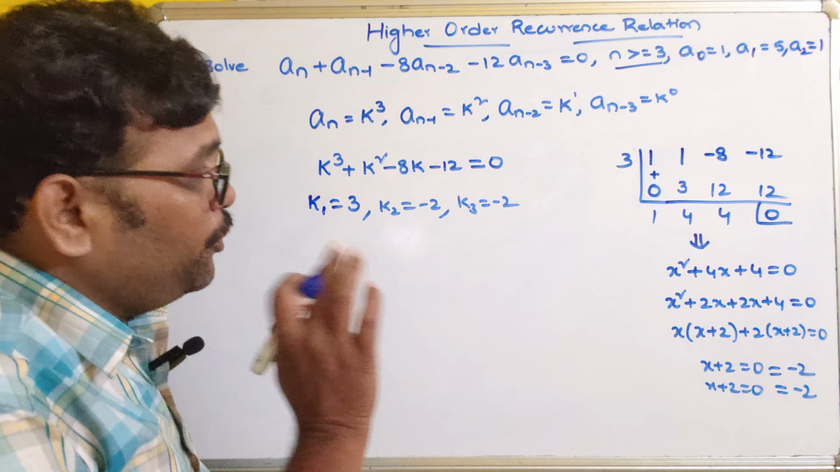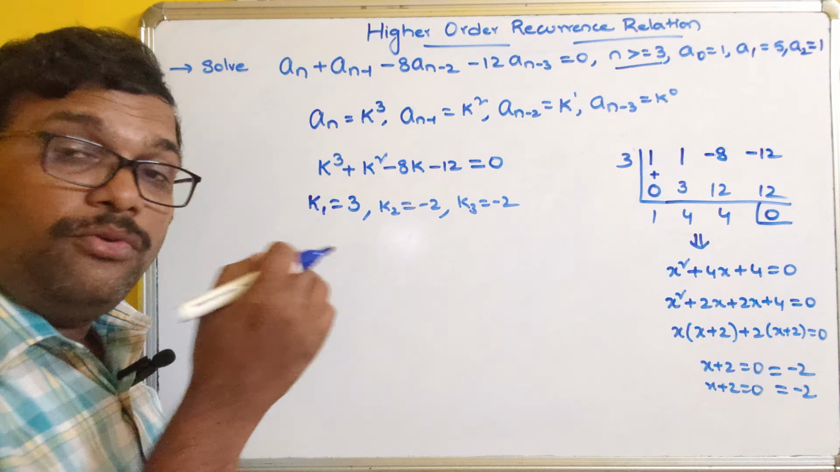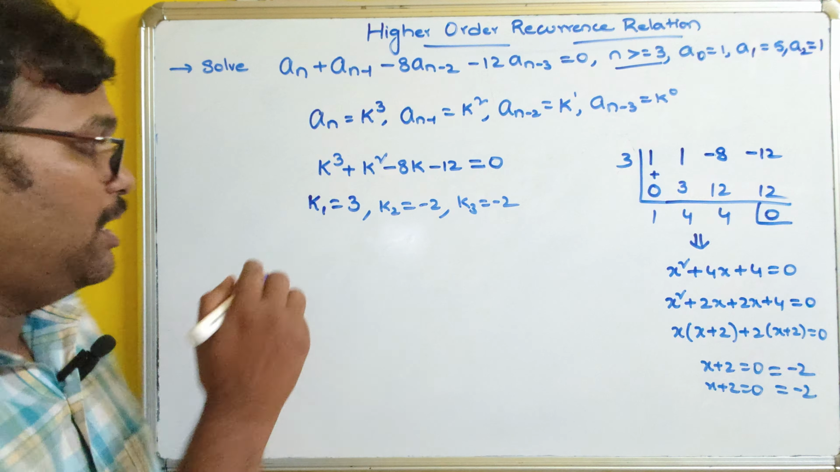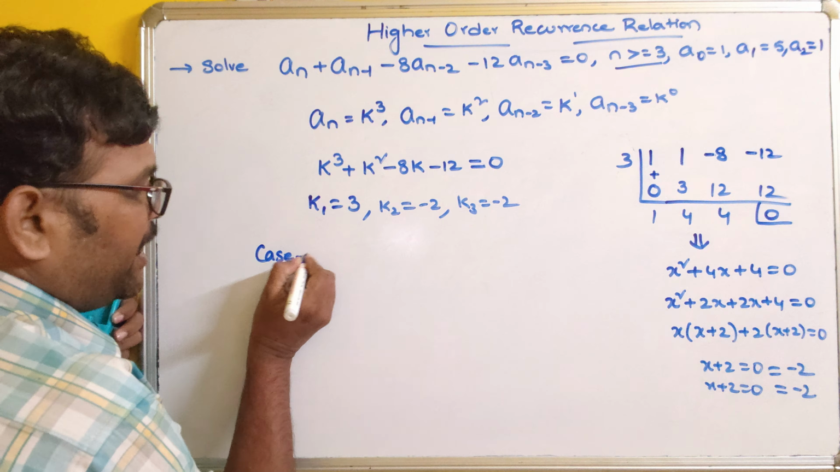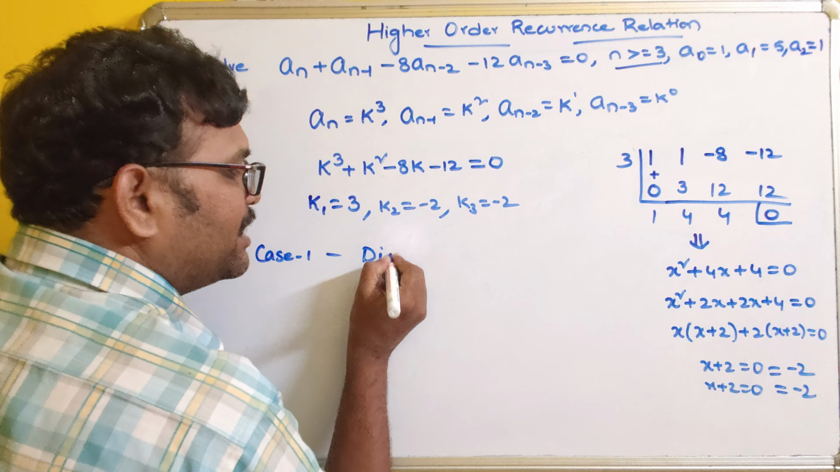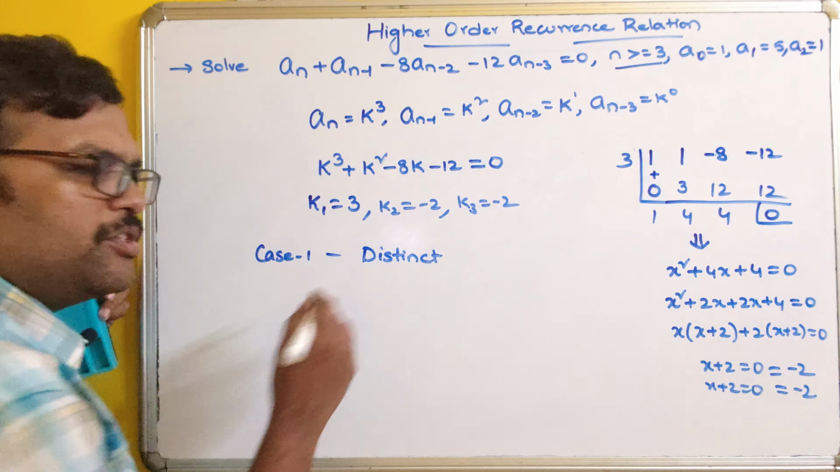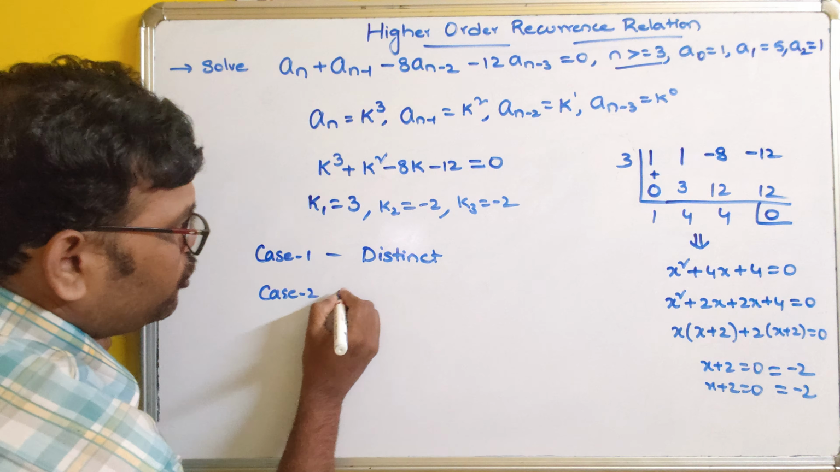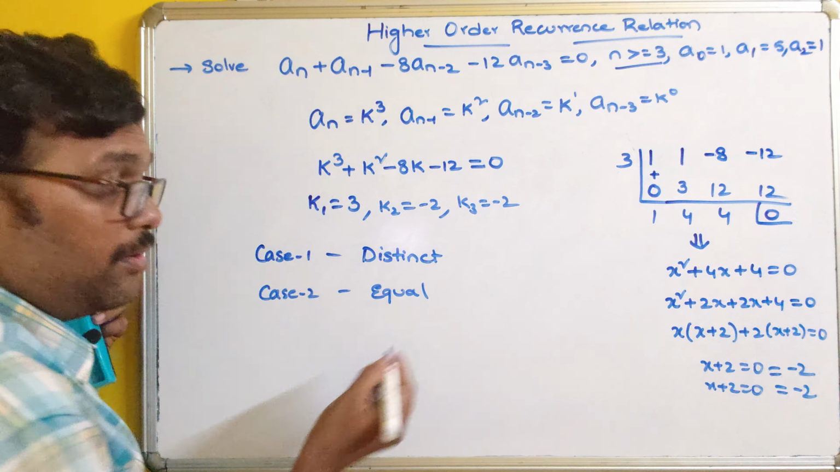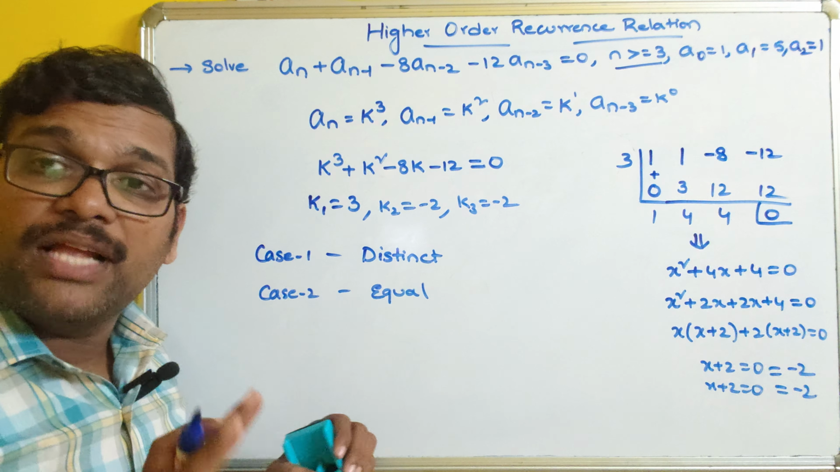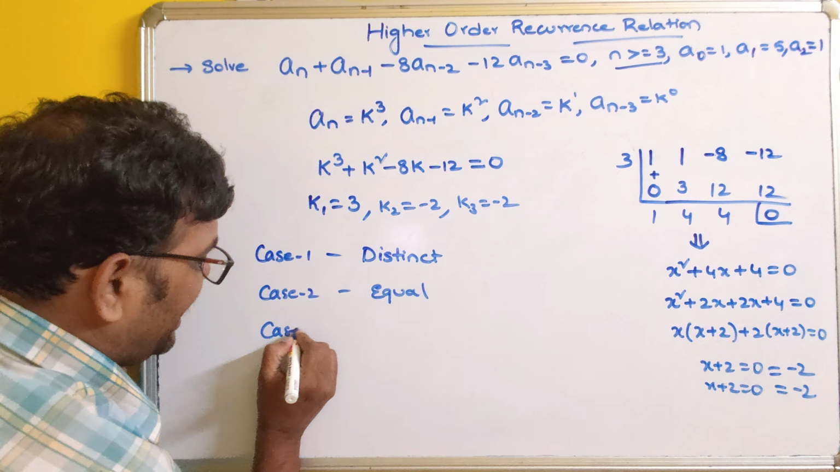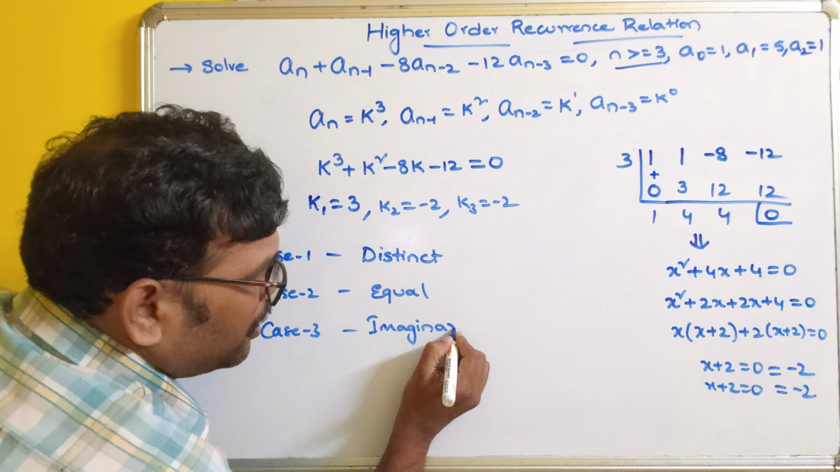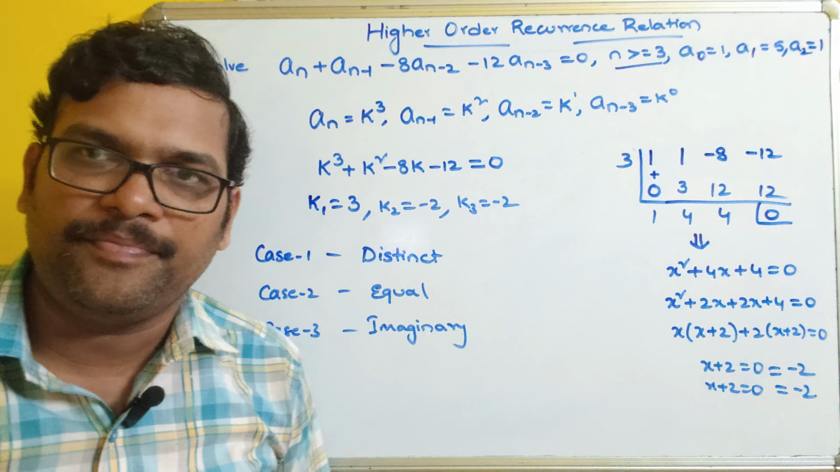So you can observe, now we have to select the cases. What is the first case? I'll write here. Case 1 is distinct, that means all the three roots are different. Case 2 is equal, so all the roots are equal. Case 3 is imaginary, roots are complex and imaginary, right?